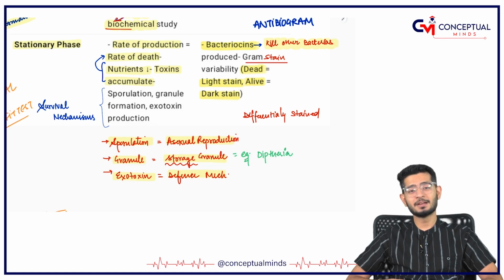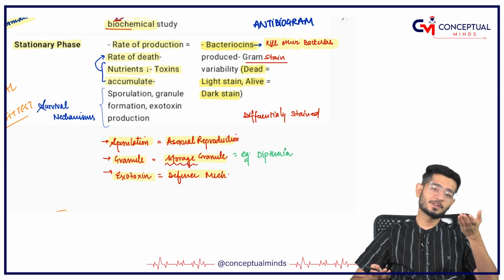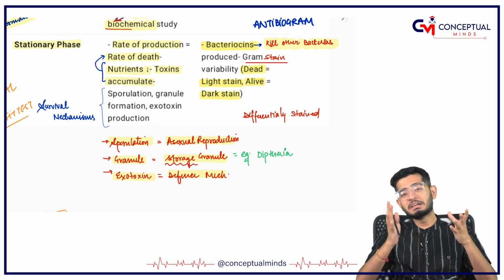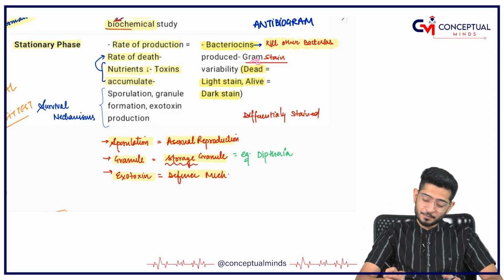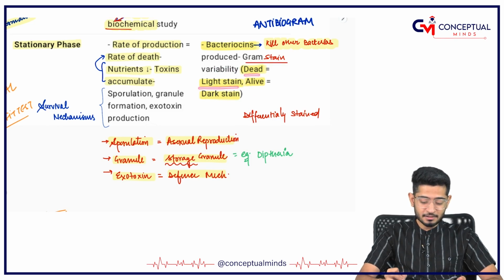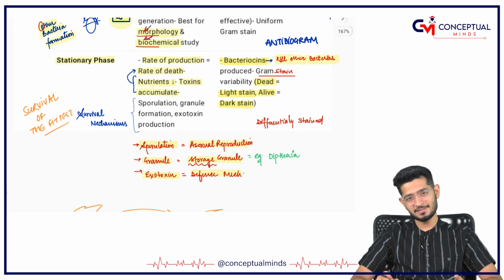I put gram stain on them, and half of the bacteria were lightly stained, half were darkly stained. The darkly stained were the live ones which took the gram stain, but the ones that were dead didn't take it. So gram stain showed differentially stained bacteria: light stain dead, dark stain alive. This is the harsh reality of stationary phase.